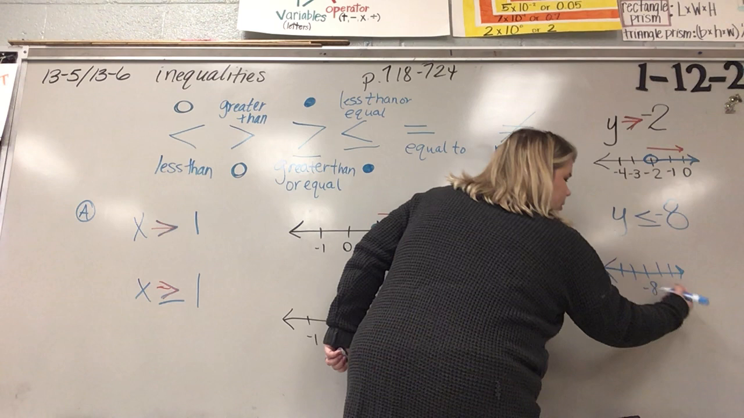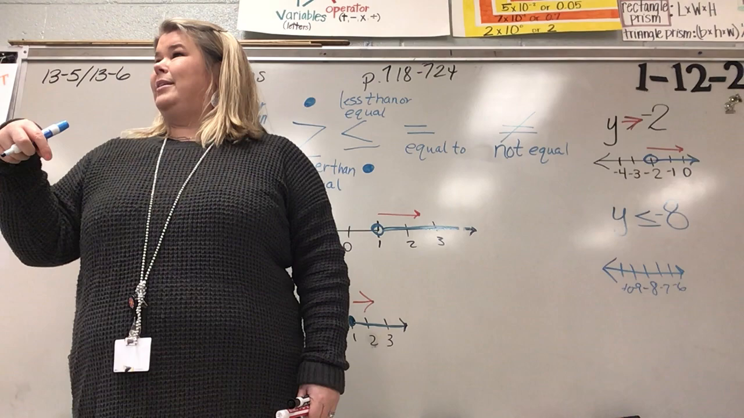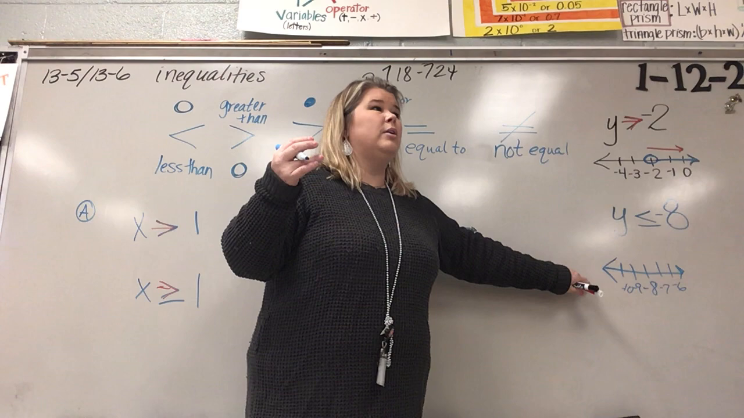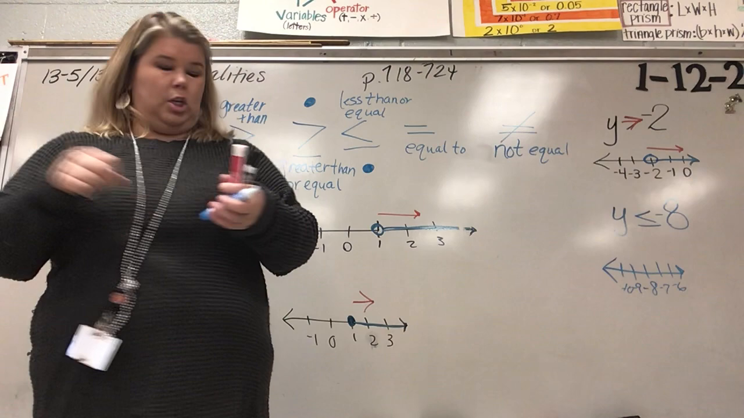So what would this one be? -7. -6. -9. -10. Y'all see why we talked about integers before we did inequalities? It makes sense. I just put 5 on there to make it a quick graph. I could have just gone 9 and 7. Okay, open or closed dot? Closed, because it's equal to.